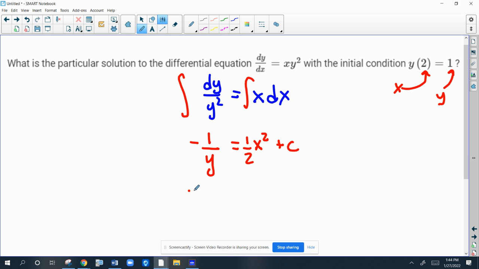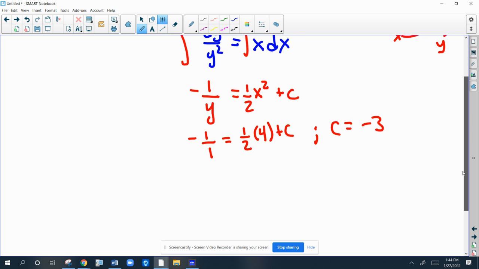So here's the use of the initial condition. y equals 1 when x equals 2. I'll be able to solve for c now. This would mean c equals negative 1. This would be 2, so minus 2. c equals negative 3.